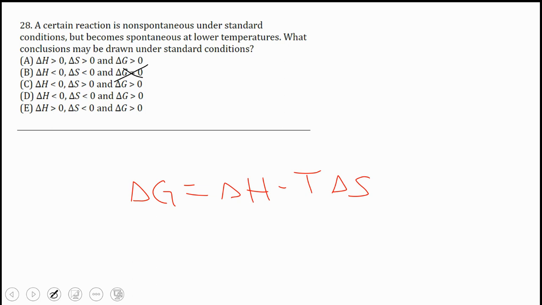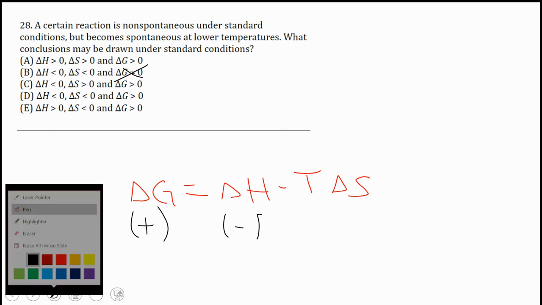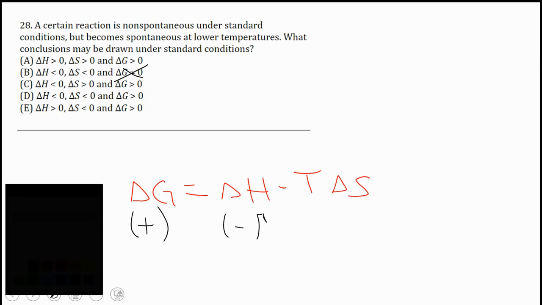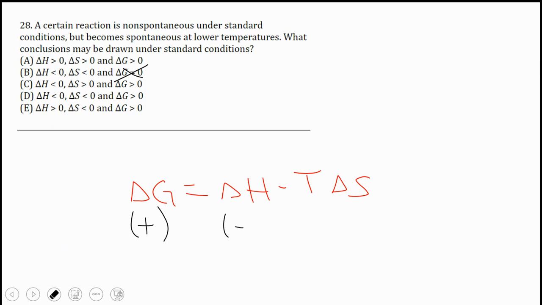If you know that it becomes spontaneous at lower temperatures, that's going to help you determine what signs delta H and delta S are going to be. So we know this is going to be positive. If you think about, let's say, for example, delta H being negative, so if delta H is negative, whatever value that negative number is, you're subtracting another value.